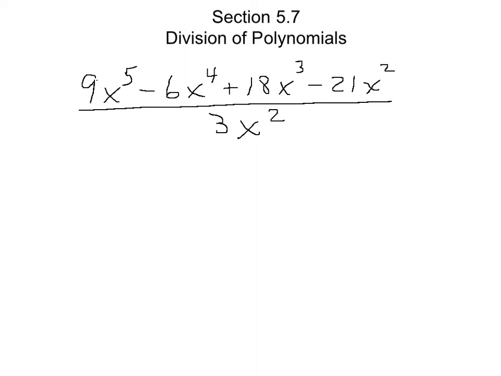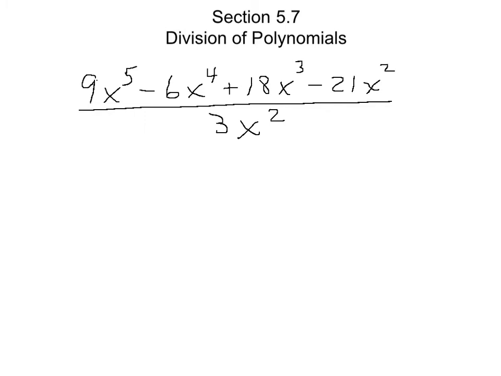So here's a pretty long-looking division problem. What we have is a polynomial on the top. What's the degree of the top? 5. What's the degree of the bottom? 2. This is a 5th degree polynomial with 4 terms. We're dividing by a monomial.